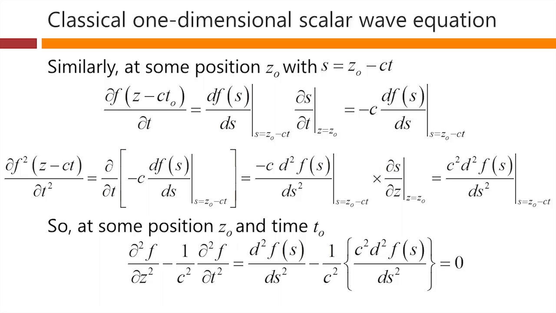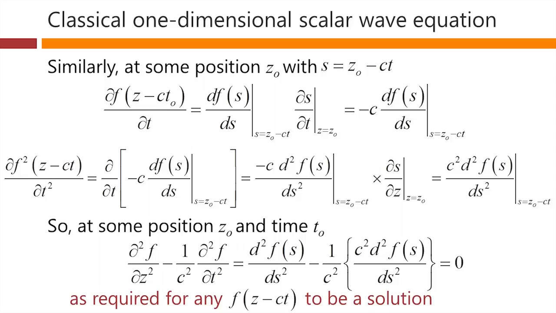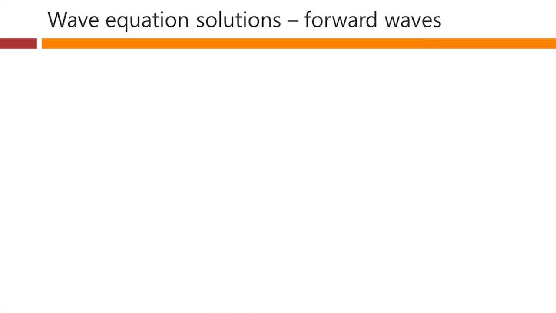In other words, we have proved that a function of this form, f of z minus ct0, does indeed satisfy the wave equation, because this was the wave equation that has to equal 0, and indeed it does for this function f of z minus ct0. So we did not have to say anything about this function other than that it has particular derivatives that are well defined. And we can do the same thing for g of z plus ct. So let's look at what these solutions mean, and one of these turns out to be what we call a forward wave.